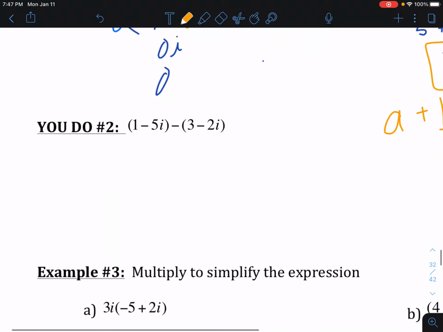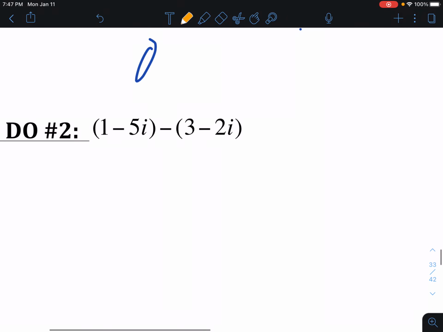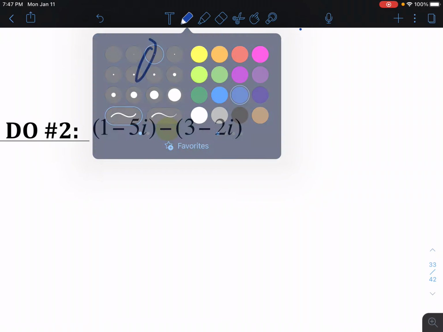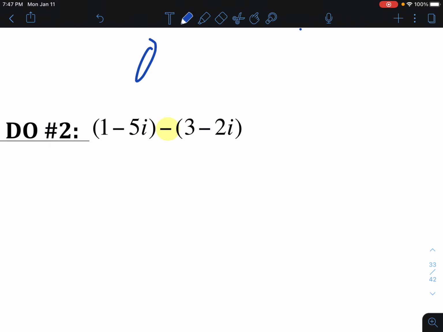Okay, let's show you guys another one. So we are subtracting because we have a subtraction sign in between the parentheses.